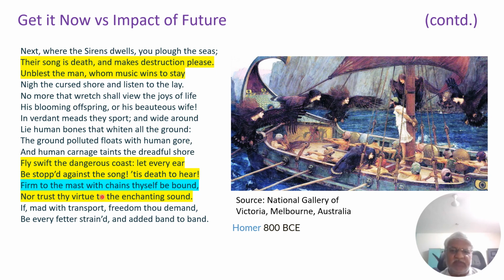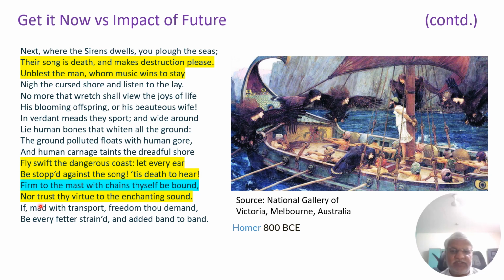Firm to the mast with the chains thyself be bound. She was also mentioning that tie your hands, that means these people should tie him to a mast with the ropes tightly, so that even though he listens to them, he cannot jump into the ocean and reach them. So he is trying to be part of the seduction, but he's still not able to make any additional move.